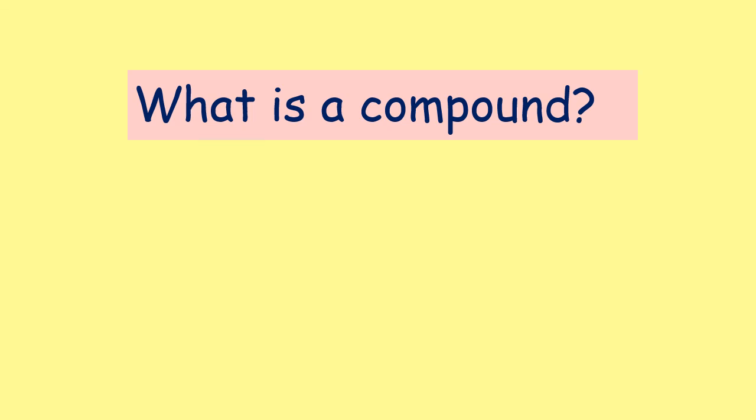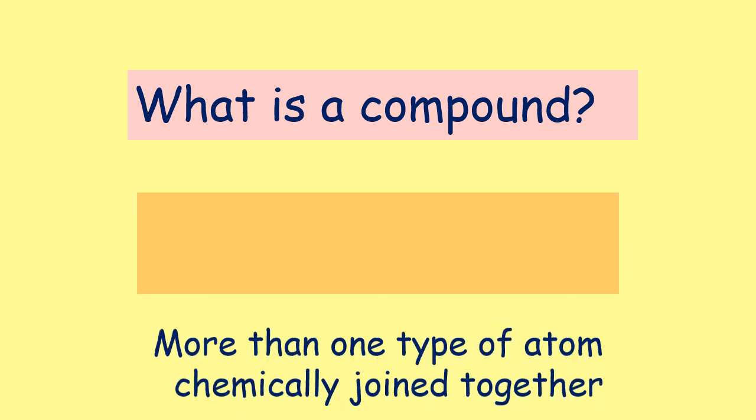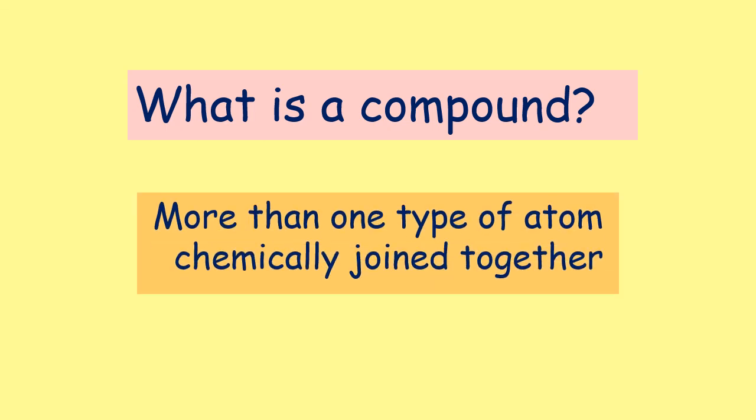Now what we're looking for is the definition of a compound. And remember, there were some key words. What is the definition of a compound? As I said, if you want time to write this down, pause the video. Or if you have it in your head, then we'll see now whether or not you have got it right. Now, a compound is made of more than one type of atom chemically joined together.